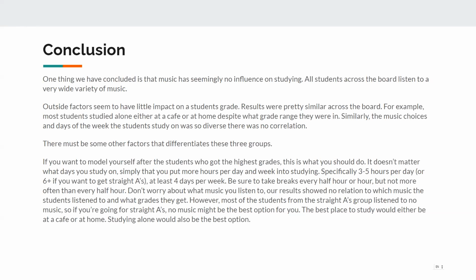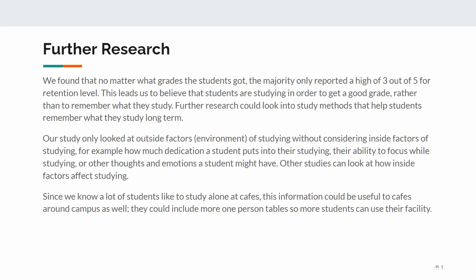Also, the best place to study would either be at a cafe or at home, and studying alone would also be the best option. So we did find in our study that no matter what grades the students got, the majority of all students only reported a high of 3 out of 5 for the retention level, which is straight average. It means that they didn't retain a whole lot of what they studied. So this leads us to believe that the students are studying in order to get a good grade rather than to remember what they studied.